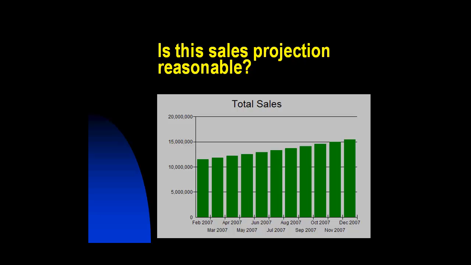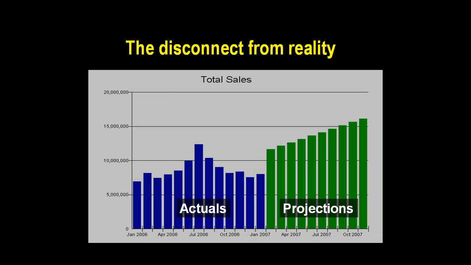Here's an example where I create a sales projection for a company. Now take a look at this sales projection and tell me if you think it's reasonable. The really cool thing in Survivalware is we push a button to see a graph, and now we have our projections in green and our actuals in blue right next to each other. Look how easy it is to see the disconnect from reality that I was referring to.